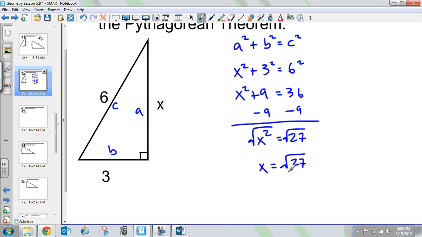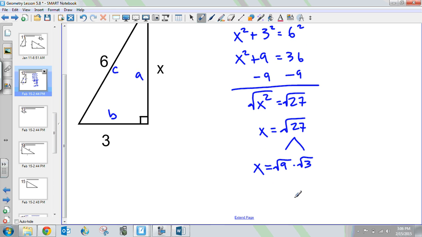Now, this we can simplify, and we can split this up into the product of two square roots and say x is equal to the square root of 9 times the square root of 3. Now I can take the square root of 9, and the square root of 9 is going to give me 3. So I get x is equal to 3 times the square root of 3. I'm going to write that up over here: x is equal to 3 times the square root of 3.